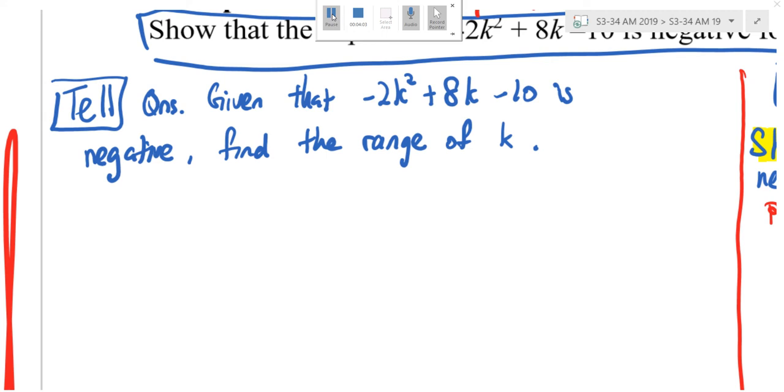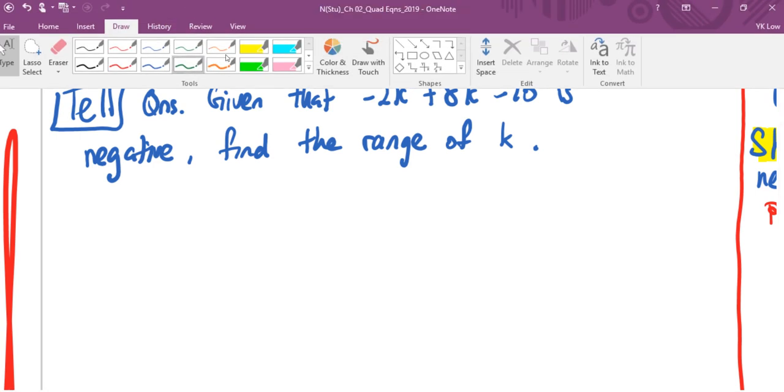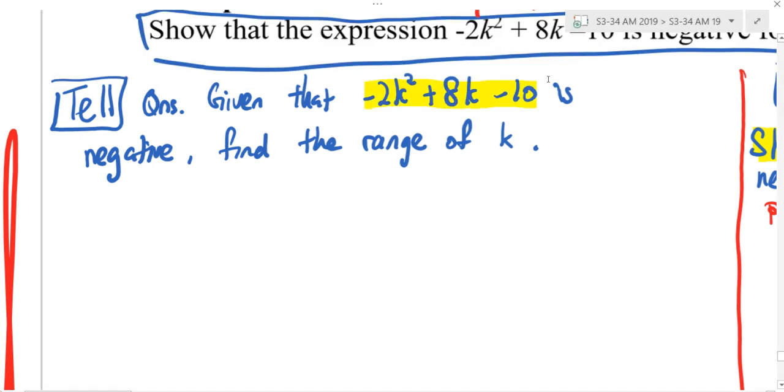First type of question says, given that, this equation is negative. Can you underline this and write down, this is nothing more but a line or a curve? Oh, that's my fault. This is a curve. This curve is negative. Can you draw a picture here to explain how a negative curve looks like?